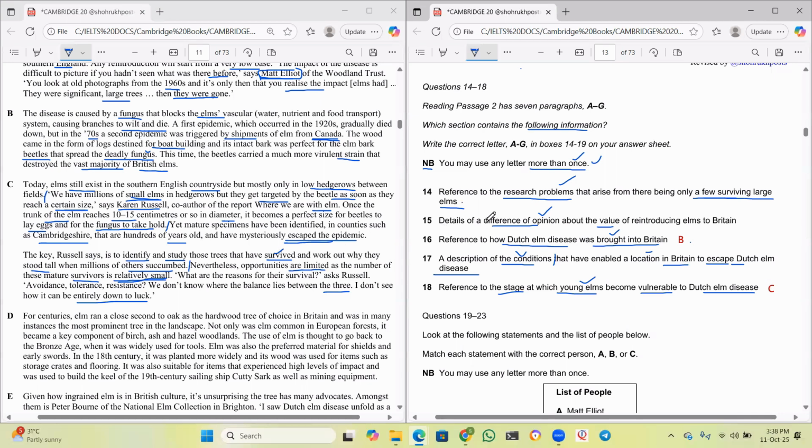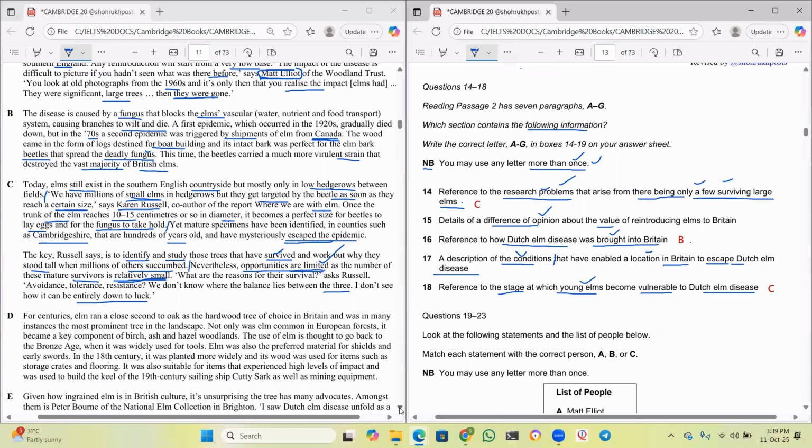This is the problem. Reference to the research problems that arise from there being only a few. It means that since we have only a few large elms, there should be a problem. What is the problem he's talking about? Nevertheless, opportunities are limited. Yes, that's what he says. C is also matching with 14. Okay, C has repeated itself. So I think C is my answer here. So we got two C's here. So this statement is justified now.